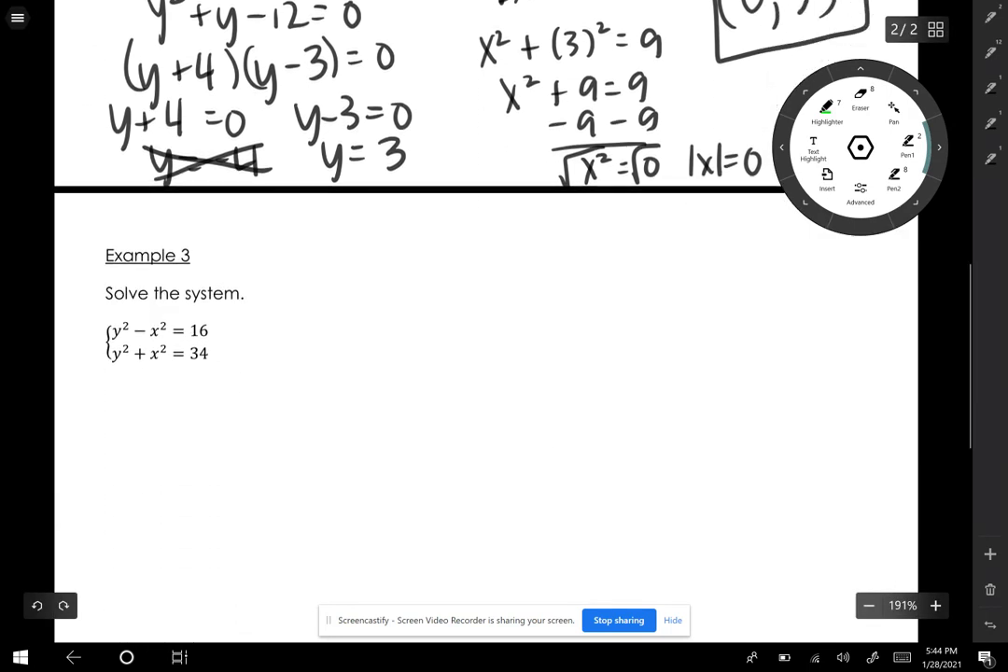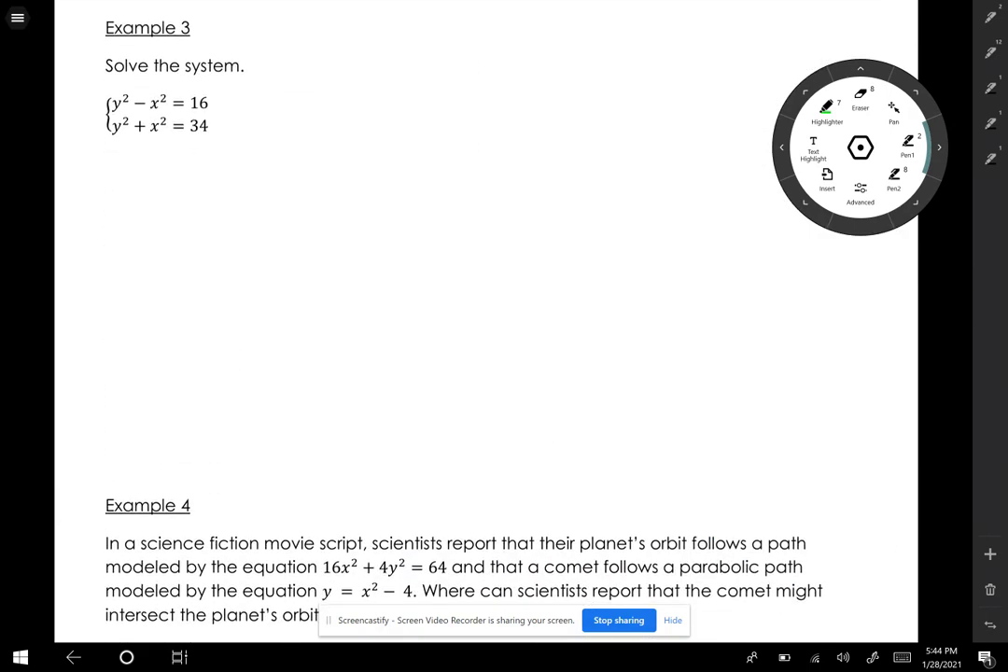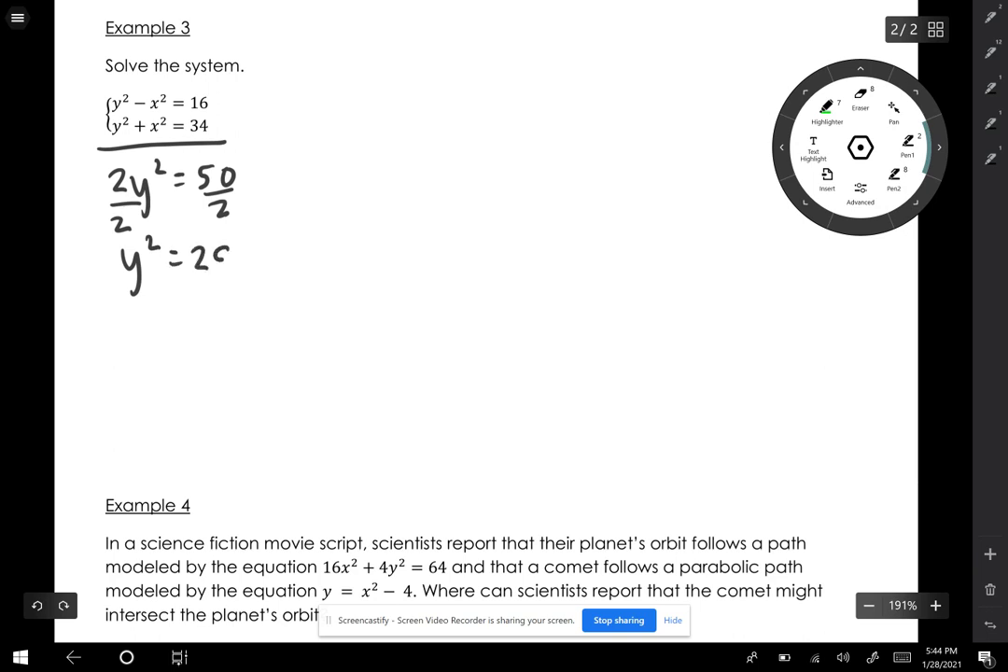Okay. Example 3, solve the system y squared minus x squared equals 16 and y squared plus x squared equals 34. I like this problem because if we use elimination, the x squareds will already cancel out. So I'm going to go ahead and add these together. It gives me 2y squared equals 50. I'm going to divide by that 2 to get y squared equals 25.